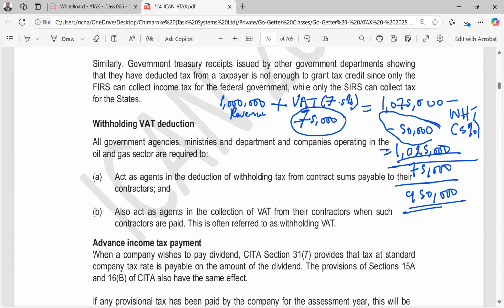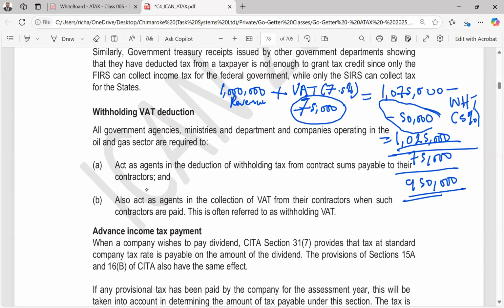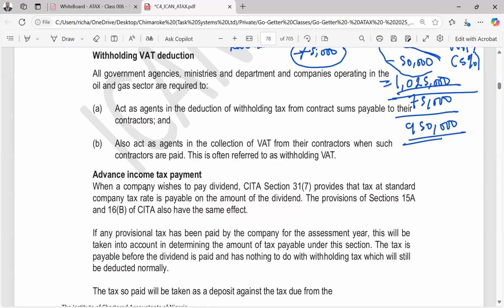Now, all of these people act as agents in the deduction of withholding tax from contract sum payable to their contractors. That's withholding tax, which is like this 50,000. They also act as agents in the collection of VAT from their contractors when they are paid. This is also called withholding VAT, which is this 75. Normally, they're supposed to pay out this 75, but they will collect it. Instead of paying you 1,025,000, they are paying you 950. It means they have collected VAT and collected withholding tax. So that VAT they collect is called withholding VAT.